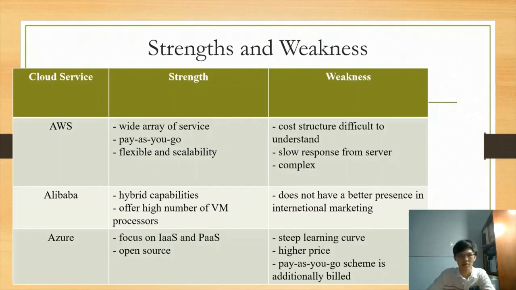For Alibaba Cloud, its strength is that it has hybrid capabilities, utilize Aspera Stack to work with Aspera DB for better efficiency. It also offers a higher number of VM processors. Its weakness is that Alibaba Cloud does not have a better presence in the international market as compared to the other cloud provider.